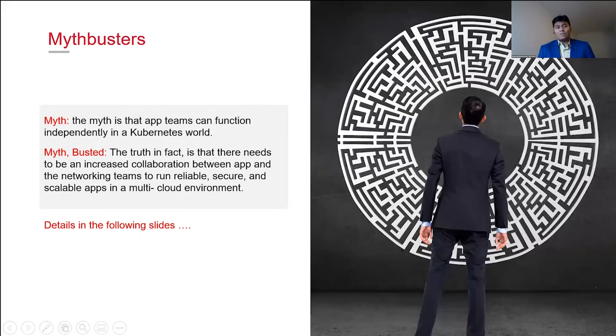Let's talk about a myth buster here. The common myth in the industry is that the app team can function independently in the Kubernetes world. Like I said in the beginning, as the application developer role is evolving, so has the network engineer. The truth and the fact is there needs to be increased collaboration between the app and the network team in order to run a reliable, secure, and scalable application in the multi-cloud environment. Because if you look at our journey, the application moving into the Kubernetes world or the cloud world started with a single cloud provider.